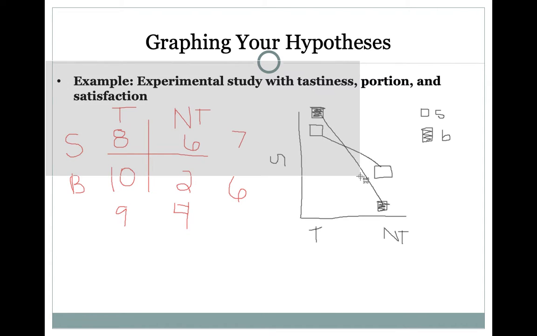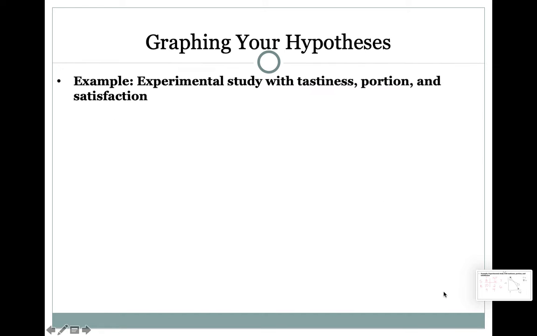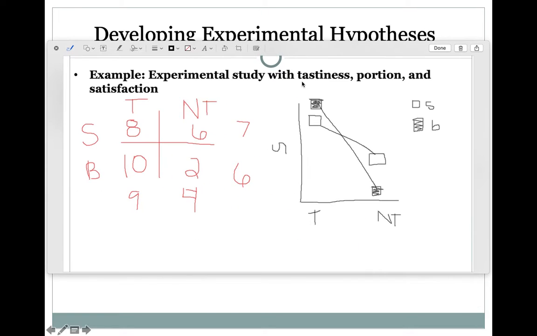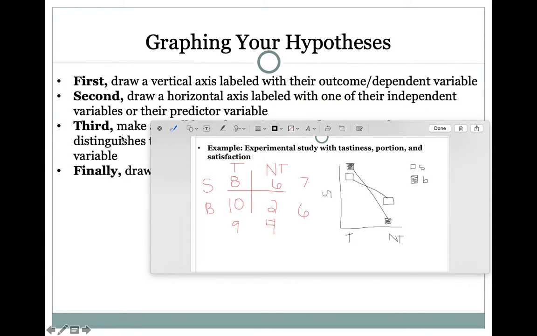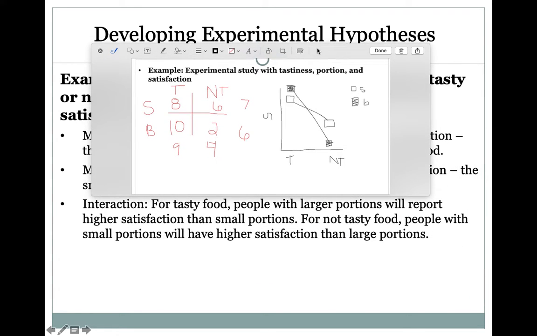I'm just going to screenshot this real quick because I think it's going to go away. Okay. And then if we go back to what our hypothesis was for the interaction, our interaction hypothesis was that for tasty food, people with large portions will report highest satisfaction than small portions. So if we go to tasty food, we see that big is higher than small.